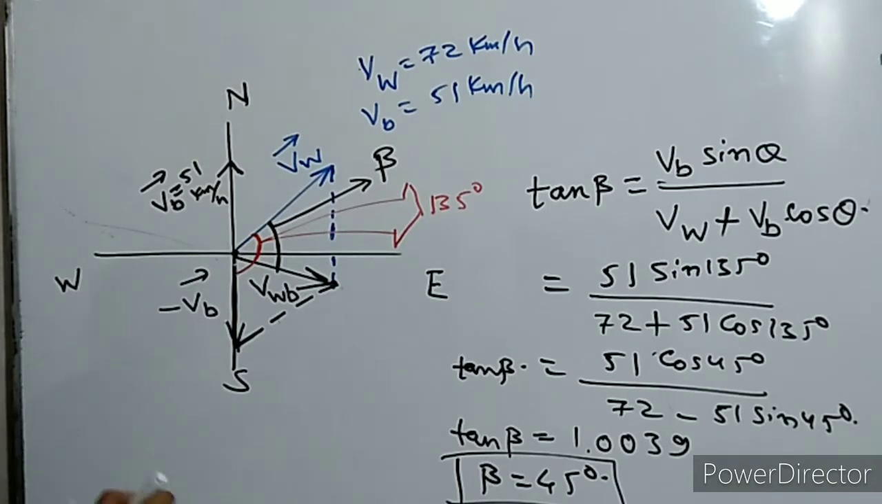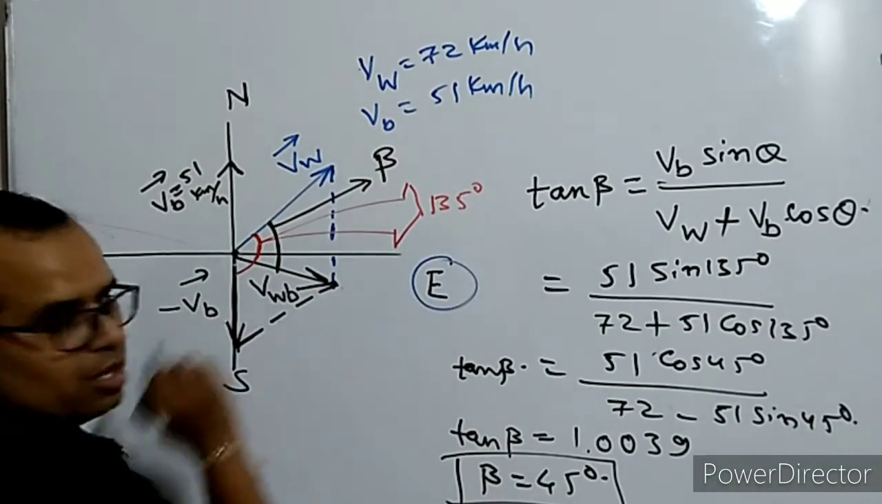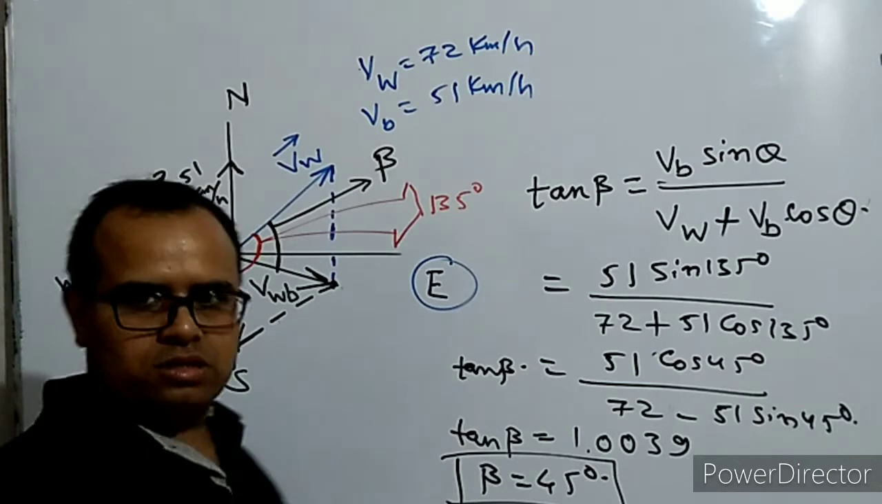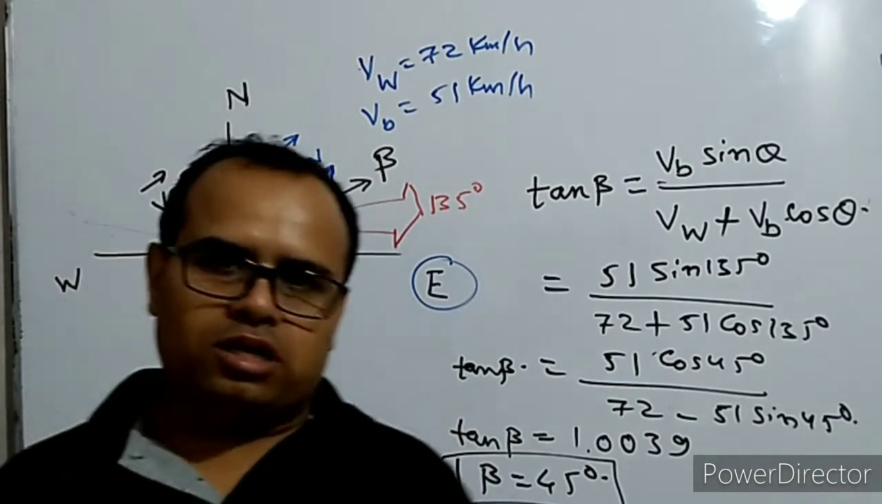And what does it mean? That it is almost towards east. Okay, because 45 degree from here is towards east. So I hope it is clear to you. Thank you.